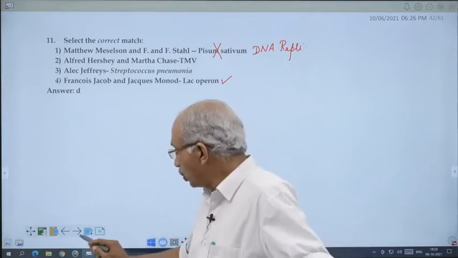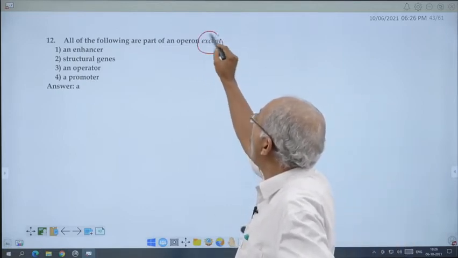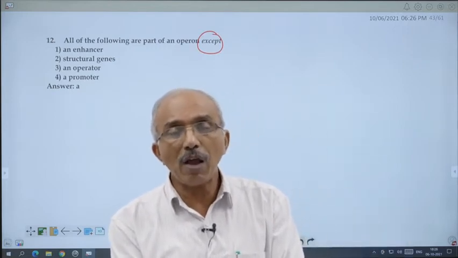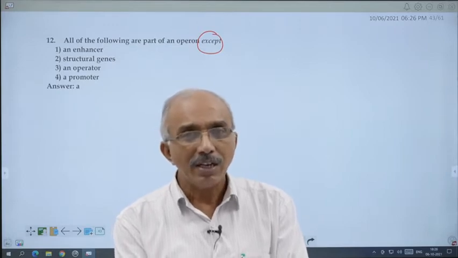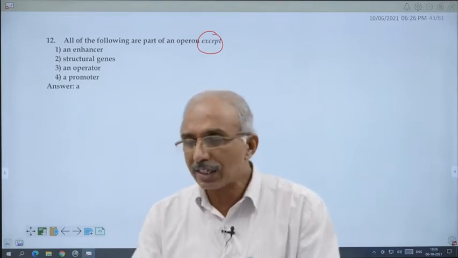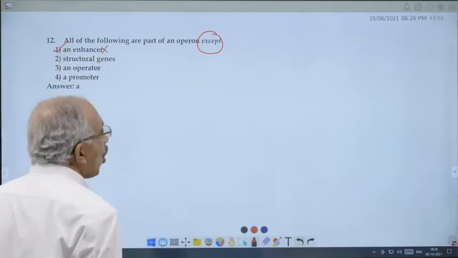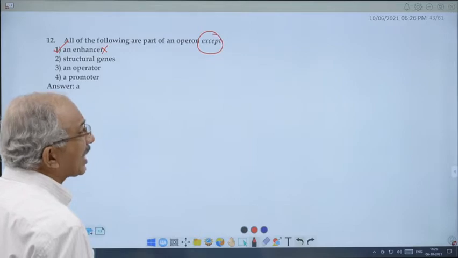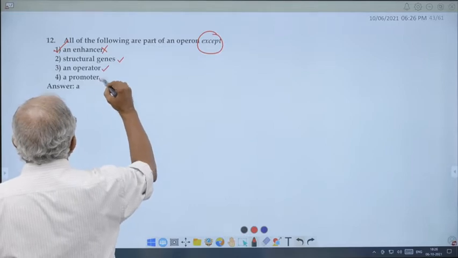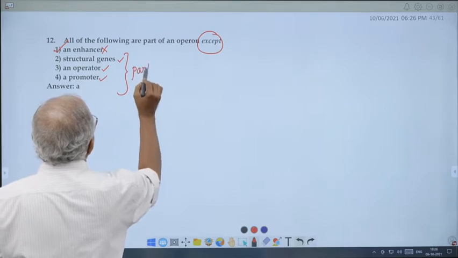Then, question number 12. All the following are part of an operon, except. So we have to find out the wrong statement, the one which is not a part of operon. Enhancer is not a part of operon. It is something related to enhancing something. But structural gene, operator gene, and promoter gene are all part of operon.